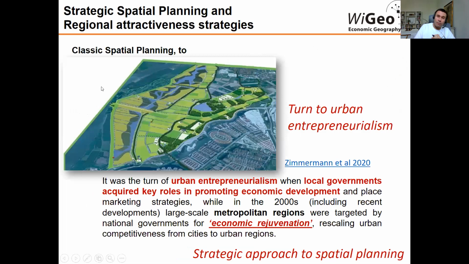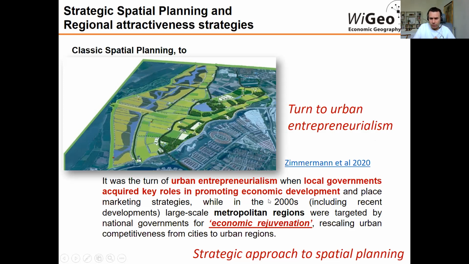So I'm not talking about the classic approach to spatial planning. I'm not entirely sure if you are familiar with the planning domain within geography. My background is geography and planning, the combination of both. And it's important to understand this transition from a classic spatial planning approach to a planning approach more focused on creating economic dynamics in territories, as a turn to urban entrepreneurialism within spatial planning.